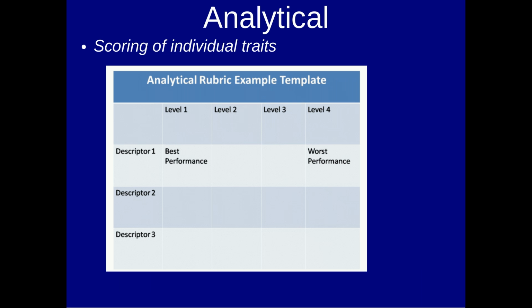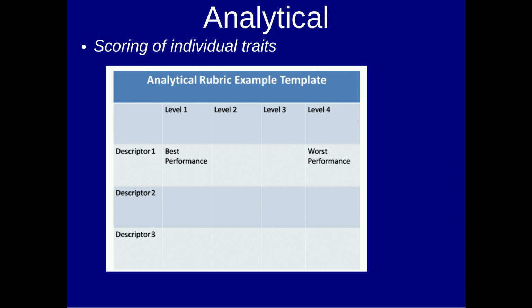So this is the analytical rubric. It is a rubric that scores on individual traits. You can see here that I have my descriptors off to the side, but now for each descriptor, there are several levels of how the student is doing, from best performance to worst. Whether it's left to right or right to left doesn't really matter. That's not the point. The point is that you have traits, and then you have descriptions of competence to incompetence for achievement on that particular trait.